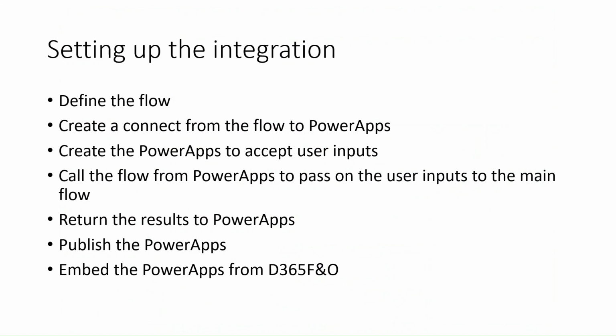First of all, we are going to set up the flow. We are going to define the flow by which it is going to interconnect with Dynamics 365's inventory visibility API. We are going to create a connection from the flow to Power Apps. Then we are going to create the Power App to accept user inputs. Then we are going to call the flow from Power Apps to pass on whatever the user inputs to the main flow. And finally, we are going to return the results to Power Apps.